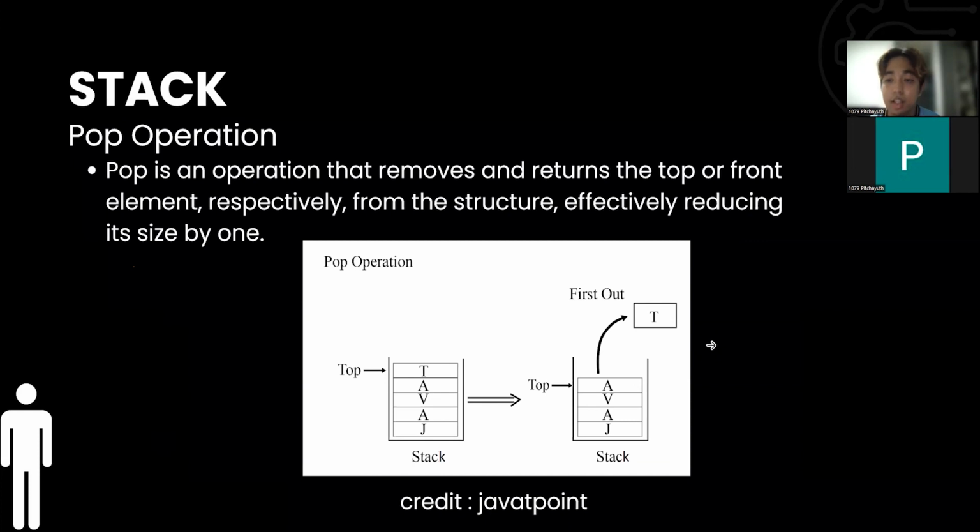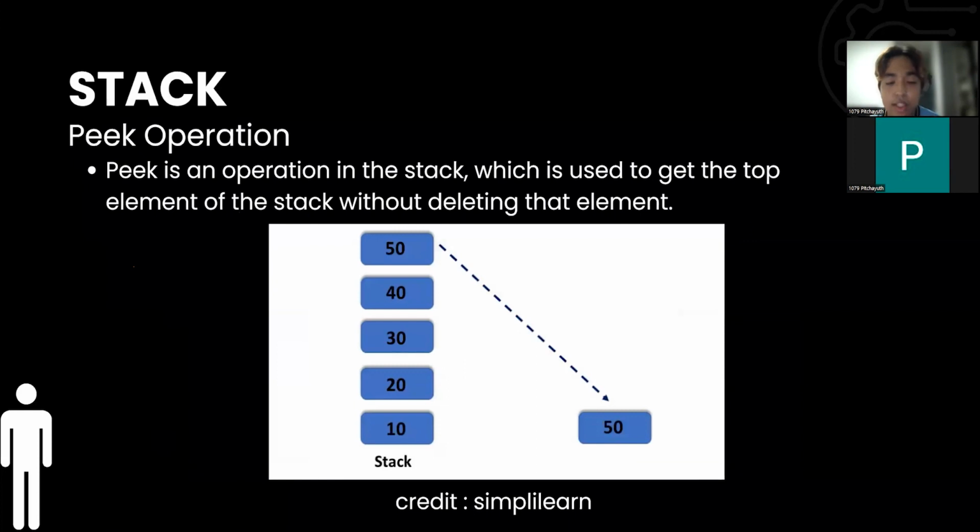Next is the pop operation. A pop operation is an operation that we use to remove an element from a stack. When we remove, we remove the top of the stack first. And when we remove it, we reduce its size by 1. Next is the peek operation. The peek operation looks similar to pop, but peek will return only the value of the top element, and we don't delete that element from the stack like this.